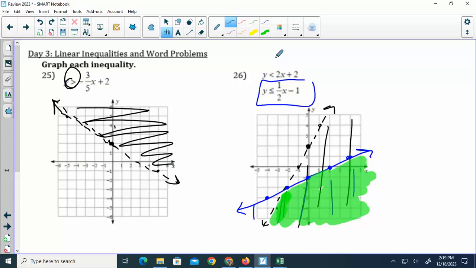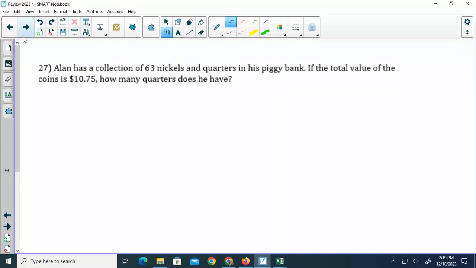Word problems. Let's take a look at some of those. All right, Alan has a collection of 63 nickels and quarters in his piggy bank. If the total value of the coins is $10.75, how many quarters does he have? So what did you have to do first on these? Define our variables. So the 2 things I'm looking for. And there's a question like this on our last test, and a few of you kind of struggled with it a little bit. We know we have 63 coins.